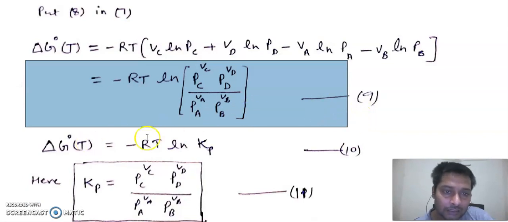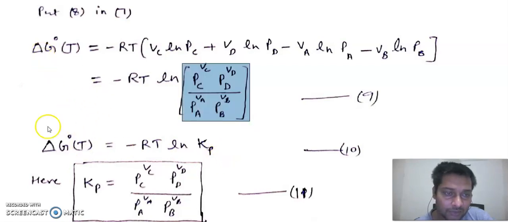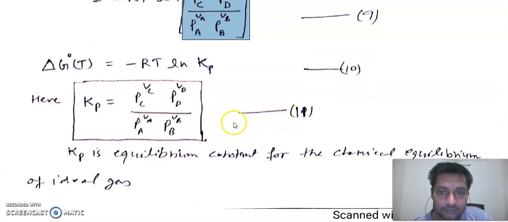We can replace this whole term by Kp. If we replace this term by Kp, then the change in standard Gibbs energy will be equal to minus RT ln Kp. So Kp is this quantity. Let's say this one is equation 11. This Kp is called the equilibrium constant for the chemical equilibrium of an ideal gas.